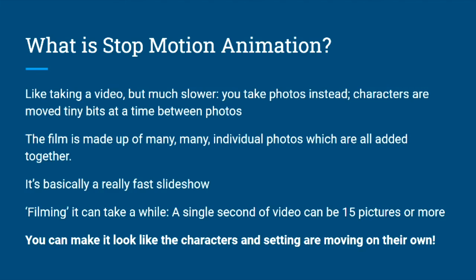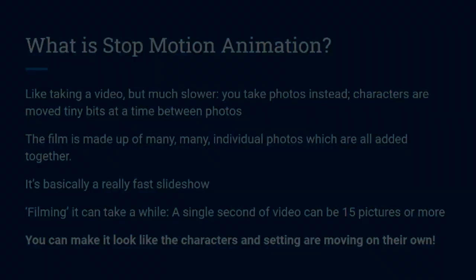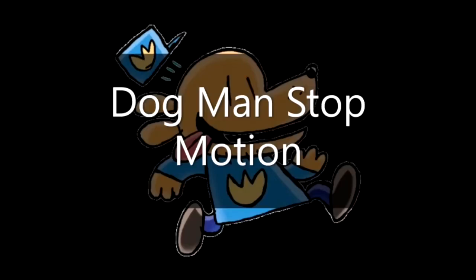Filming can take quite a while with stop motion animation. A single second of video could be 15 or more pictures. You're probably wondering, why would I want to do it like this? The really cool thing about stop motion animation is that you can make it look like the characters and setting are moving entirely on their own. Here are some examples of full clips, made by kids for our Dogman program earlier this year. They're a little short, but they're pretty cool.